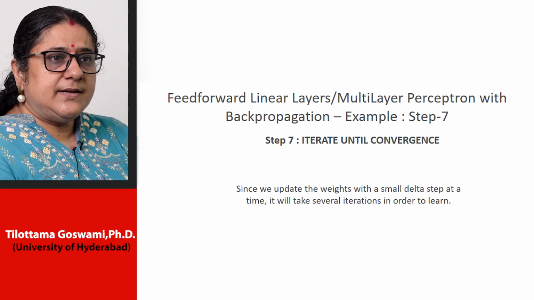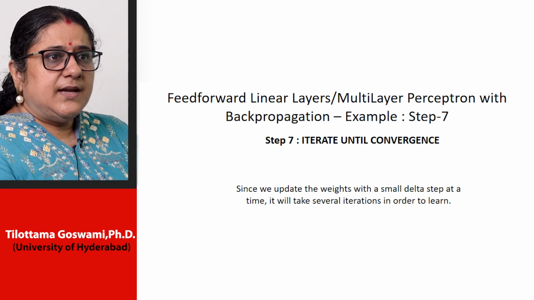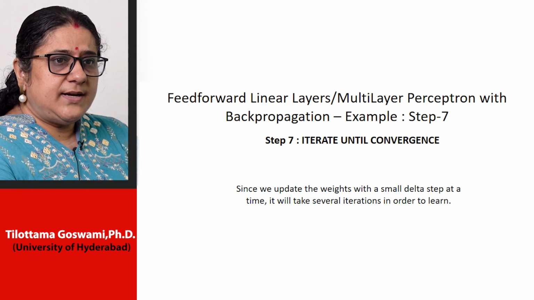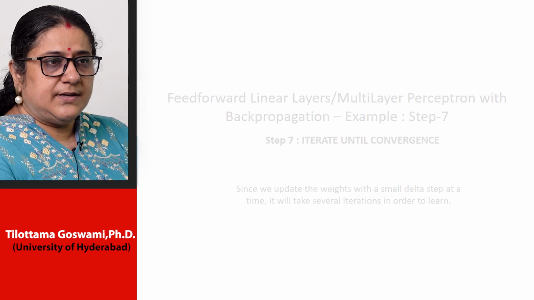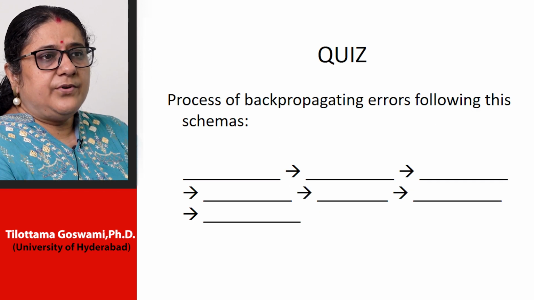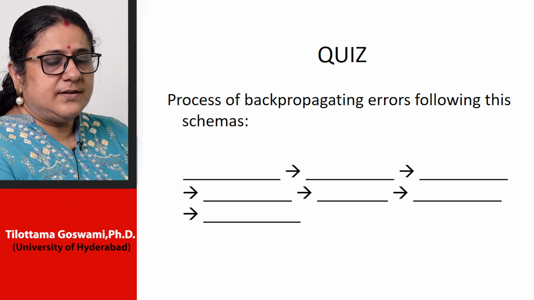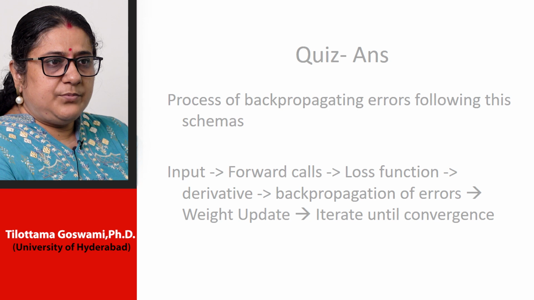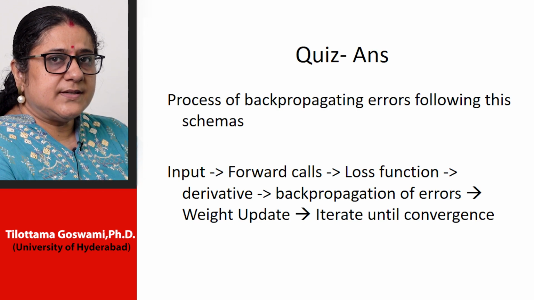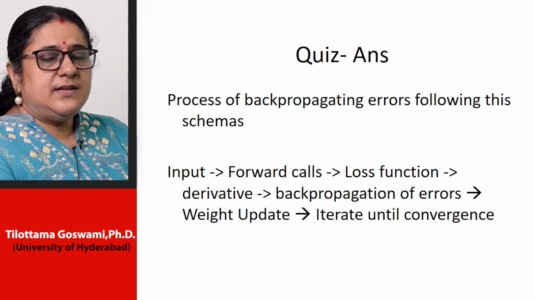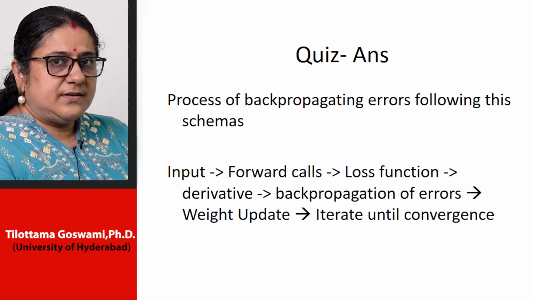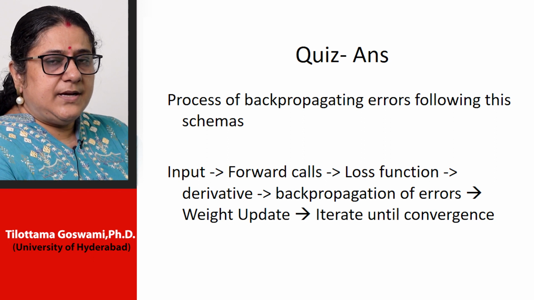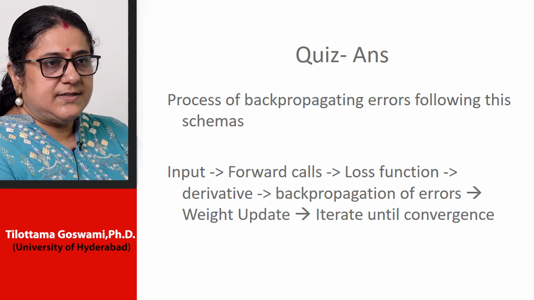In step 7, iterate until it converges, and we update the weights with a small delta step at a time. It will take several iterations in order to learn. So what are the steps of the process of backpropagating the errors in order to learn in the artificial neural network? Given the input, forward pass, compute the loss function, take the derivative of the error function, backpropagate the error with respect to the weights, weight update, and iterate until convergence is done.